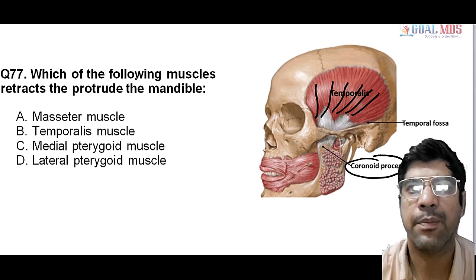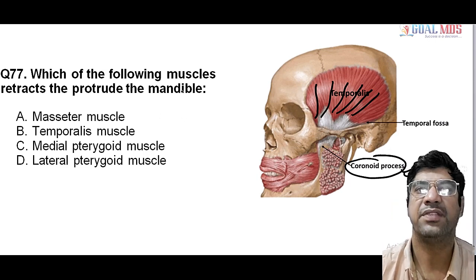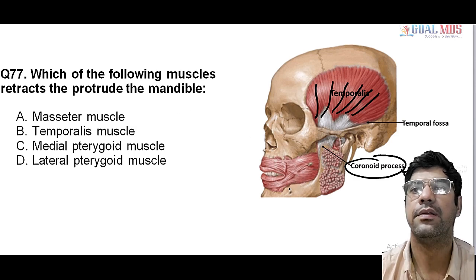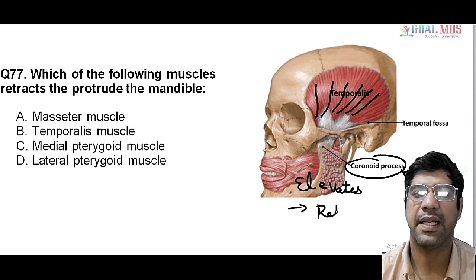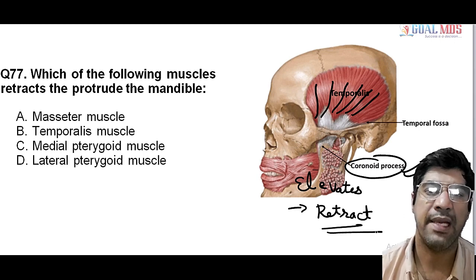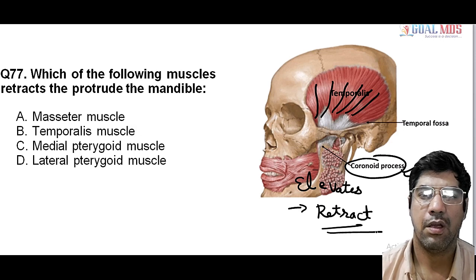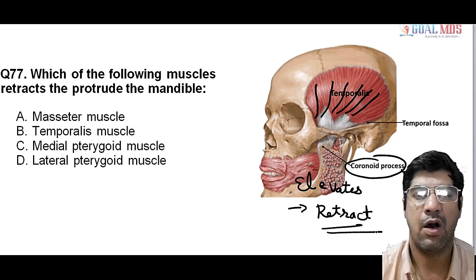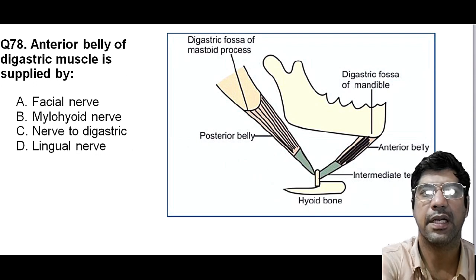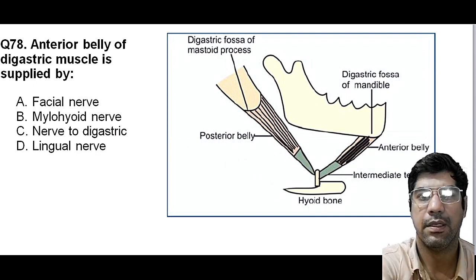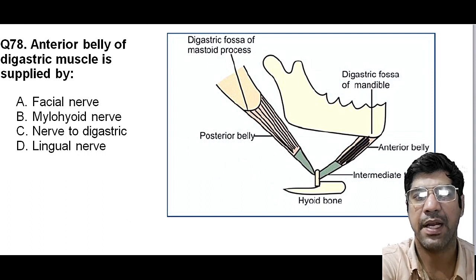So what are the actions of the temporalis muscle? The first is the elevation of the mandible, and the other is retracting the protruded mandible. So it helps in closing the jaw by elevating the mandible. And it also helps in retracting the mandible, that is, it helps to pull the jawbone backward. The anterior belly of digastric is supplied by the mylohyoid nerve, and the posterior belly is supplied by the facial nerve.